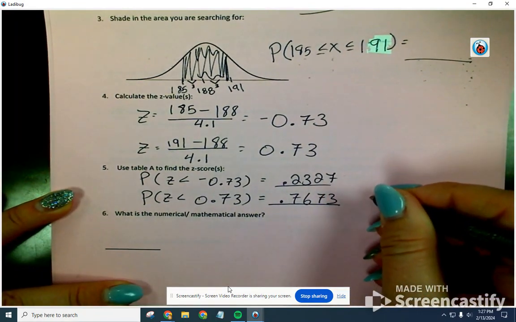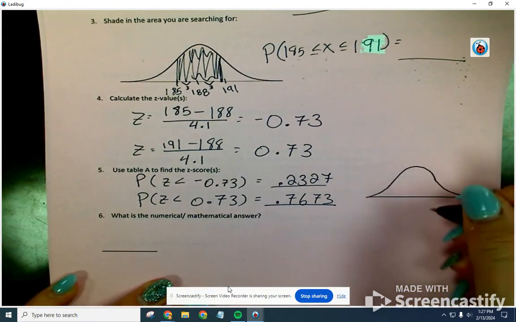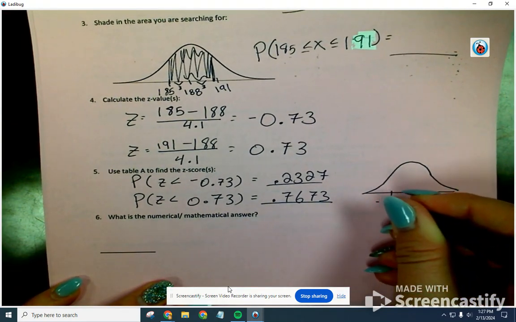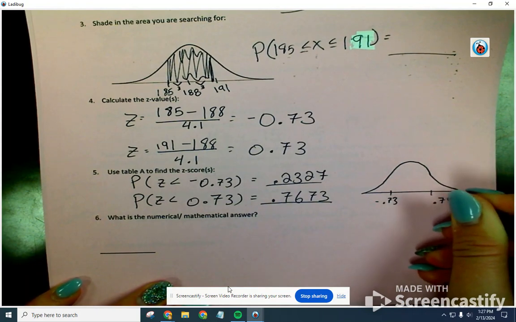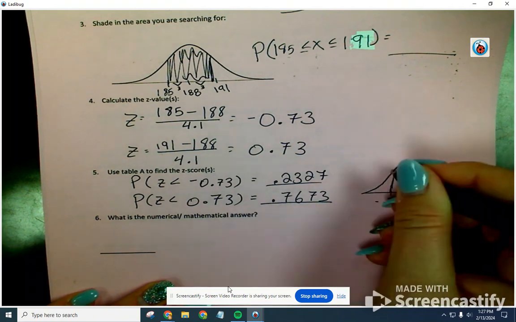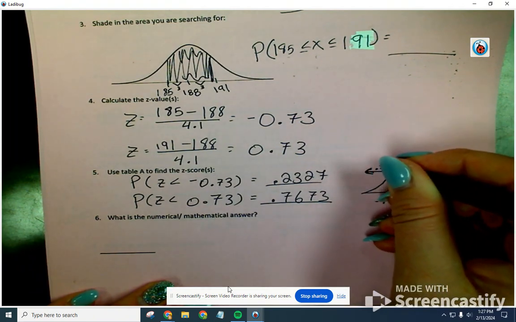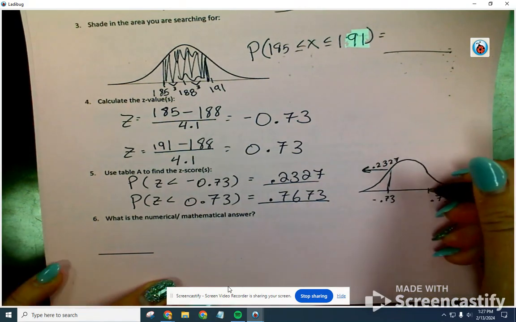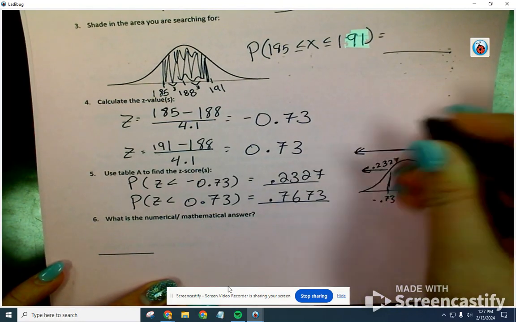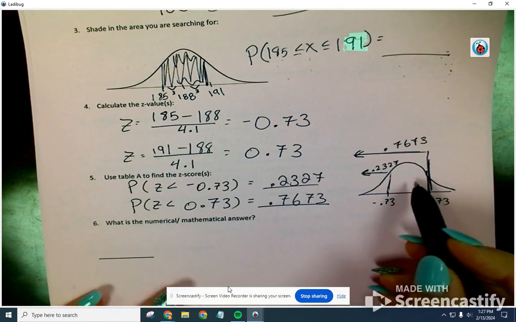Okay. Now, in the table, these two numbers, so this is negative 0.73, and this is positive 0.73. From this line right here all the way to the end, that is 0.2327. However, from this line all the way to the end, that is 0.7673. And we need to find the area in the middle.